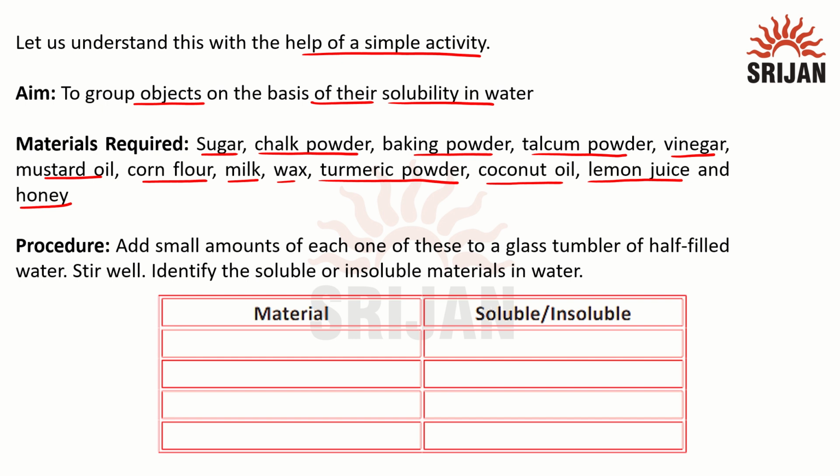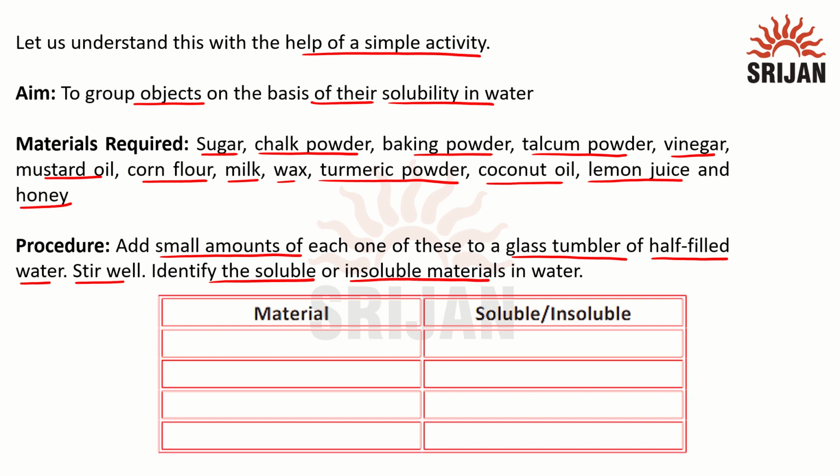Now the procedure is simple. Since we are seeing the solubility property, we have to add a small amount of each of these materials into a glass tumbler which is half filled with water. After that we have to stir them well and wait for a few minutes or seconds to identify whether the material is insoluble or soluble in water.